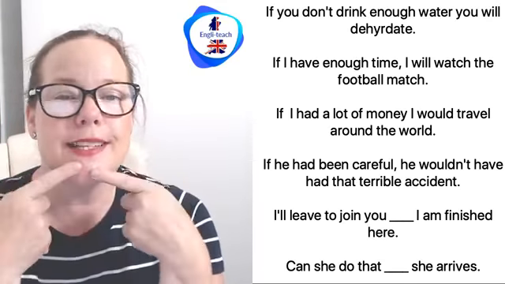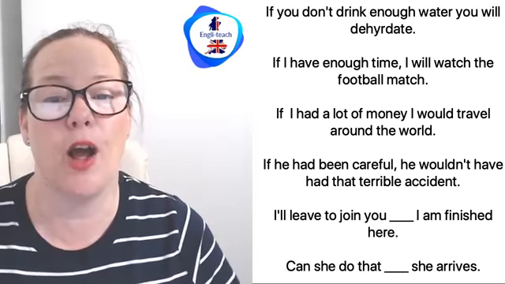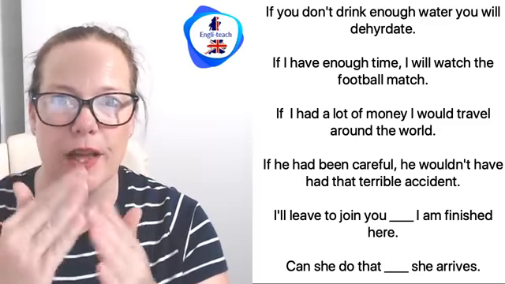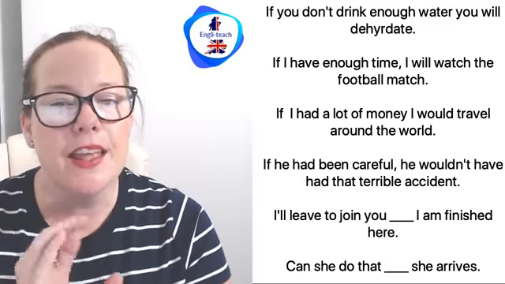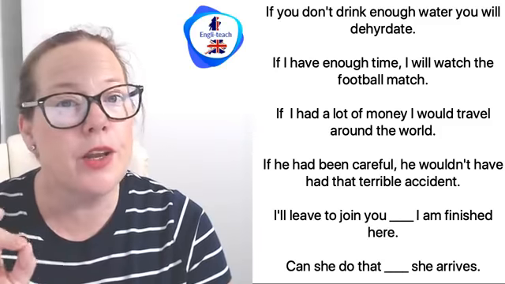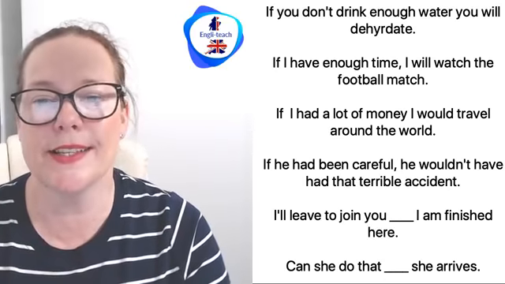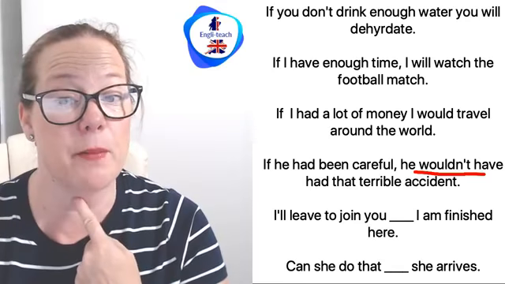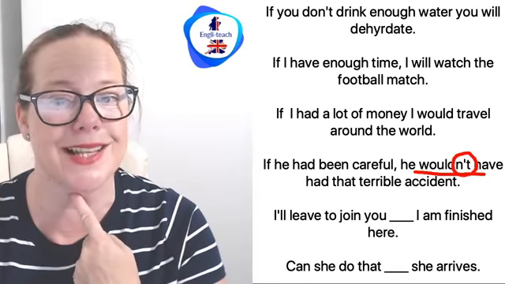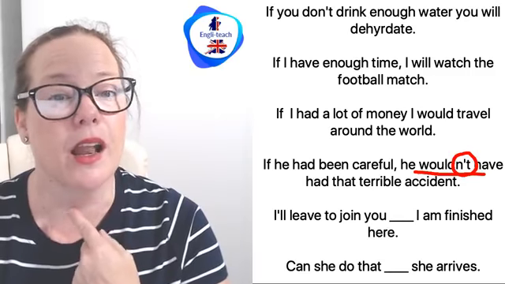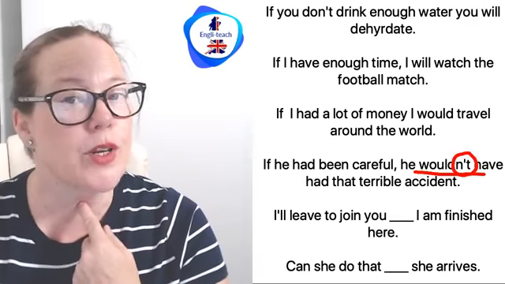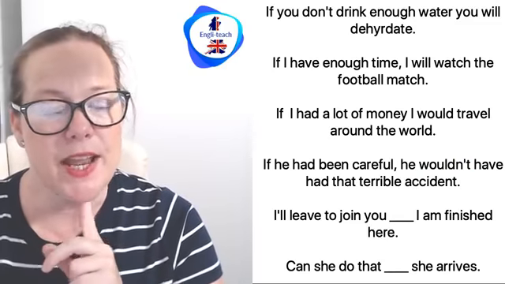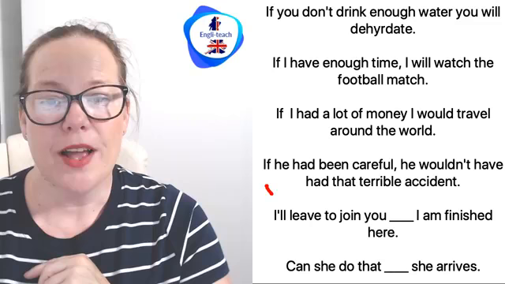Now you practice saying this sentence, guys, at home. Try saying it with a real English flow, without breaks, okay? If he had been careful, he wouldn't have had that terrible accident. And listen to the gentle guttural sound I make when I make this sound: he wouldn't have had that terrible accident. Okay? All right, well done.